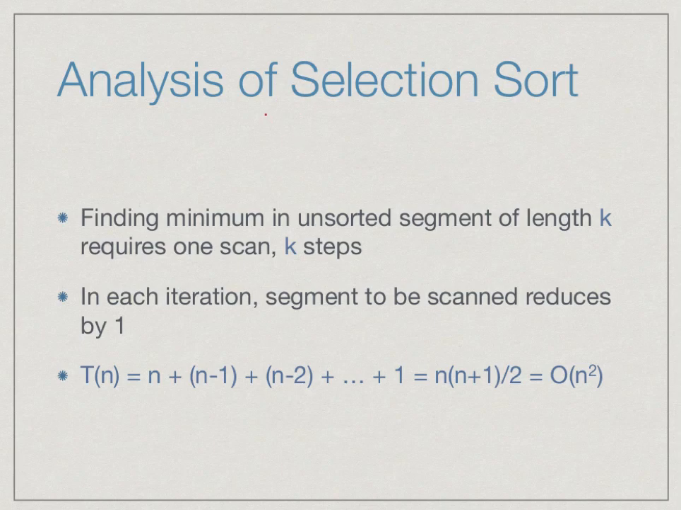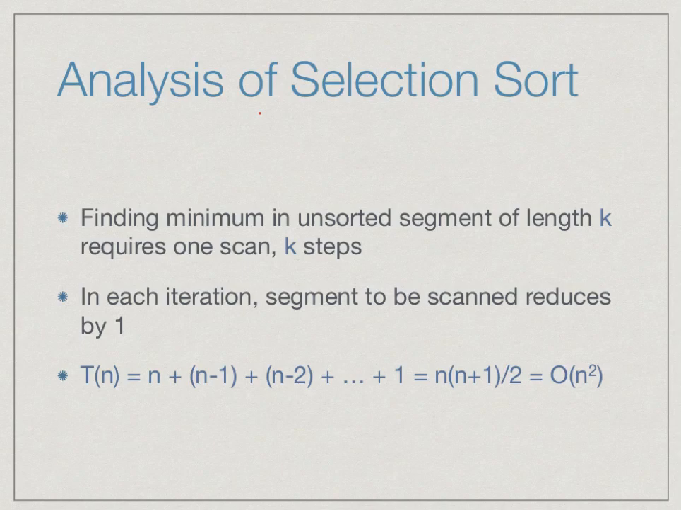So let's see how much time this takes. In each iteration, or in each round of this, we are looking at a slice of length k, and we are finding the minimum in that and then exchanging it with the beginning. Now if we have an unsorted sequence of values of length k, we have to look at all of them to find the minimum value because we have no idea where it is. We can't stop at any point and declare that there are no smaller values beyond this. So to find the minimum in an unsorted segment of length k, it requires one scan of k steps.